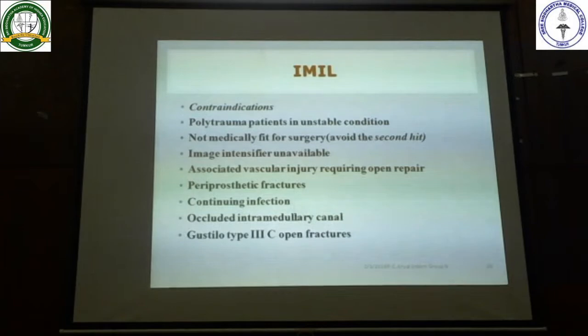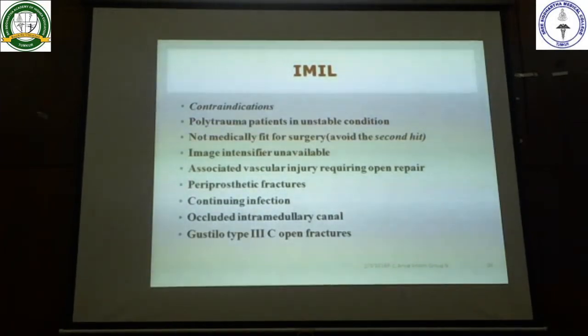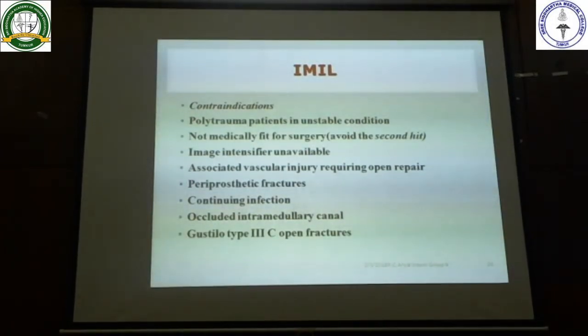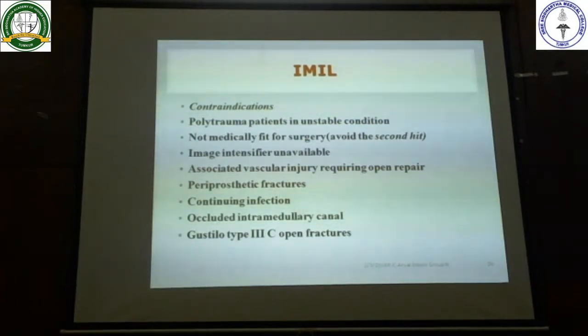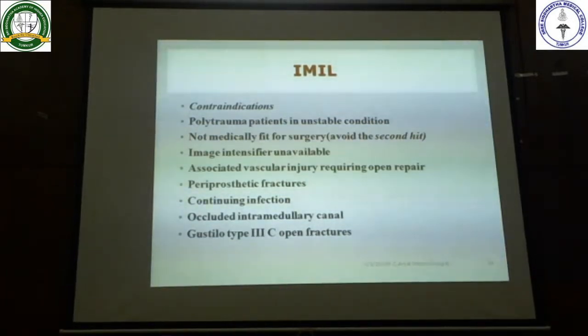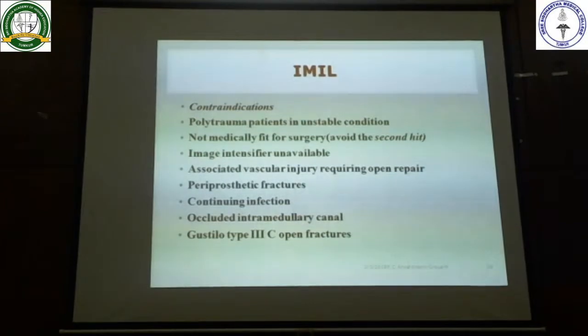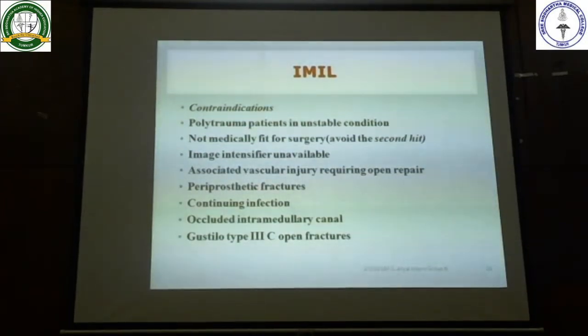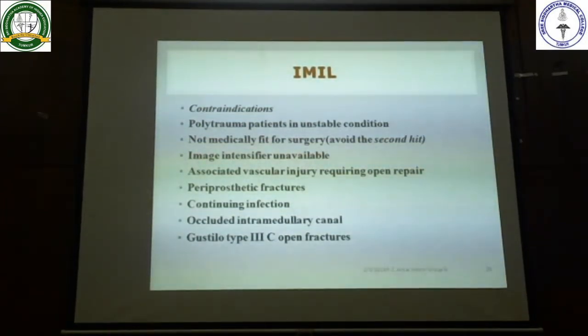In small hospitals or primary health centers, you might not be able to get an image intensifier. There you cannot use IMIL, because it's a precision kind of surgery where you need to insert the implant precisely through the medullary canal, and you may need to open the fracture site, and all those things will be there.